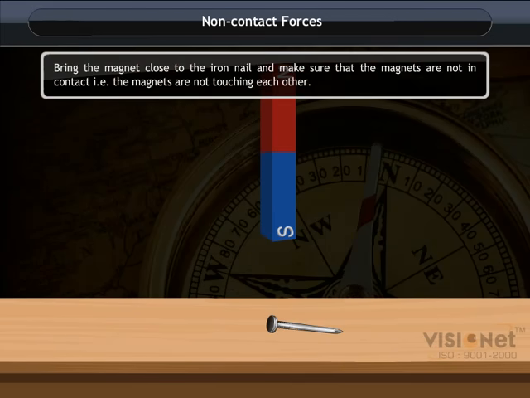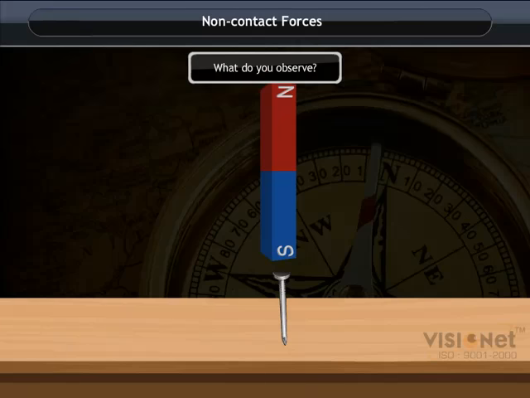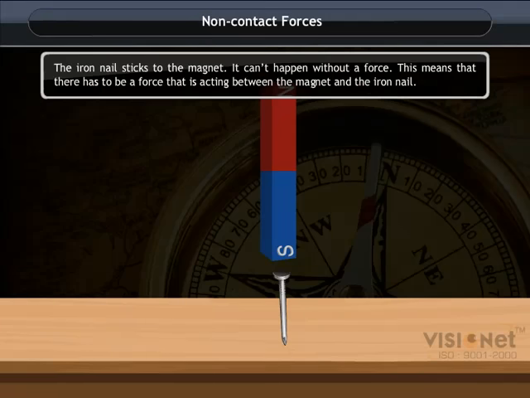Bring the magnet close to the iron nail and make sure that they are not in contact, that is, the magnet and the nail are not touching each other. What do you observe? The iron nail sticks to the magnet. It can't happen without a force. This means that there has to be a force acting between the magnet and the iron nail.